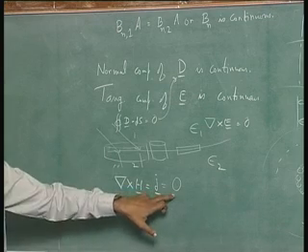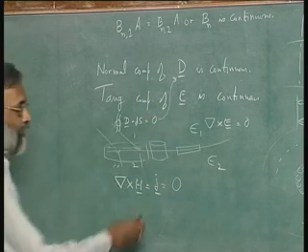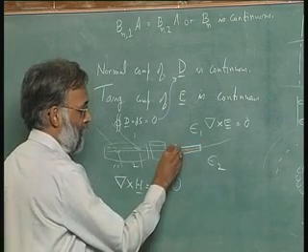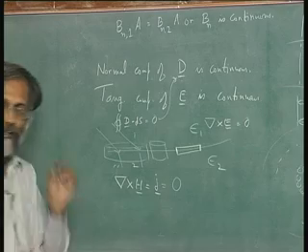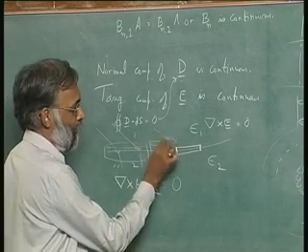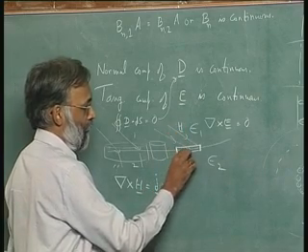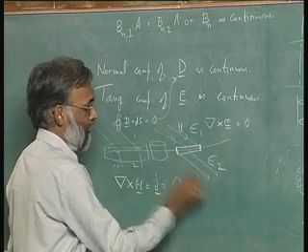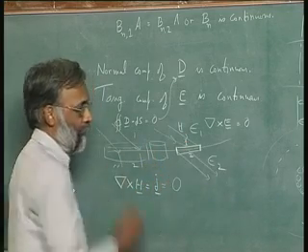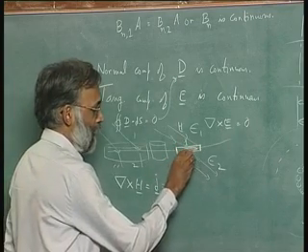If curl of H is 0, then I can use the same argument I used for proving E is continuous. So, I take a long loop so that the vertical sides are negligible in length. Again I have my field, this is H, and the field does something in the other side. So, I call this side 1, I call that side 2, and I go round this loop in some direction.